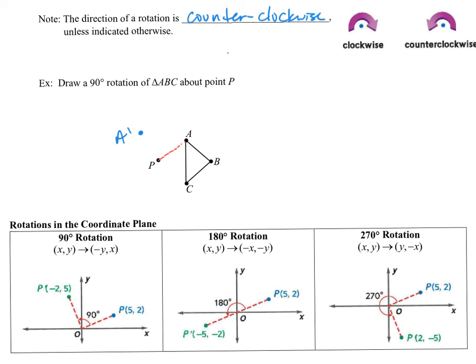Okay, so let me just see if A prime is the same distance from P that A is. I'm going to put a tick mark here and a tick mark here. And the angle formed as we go from A to the center of rotation to A prime should be a right angle. Okay, so it looks like we have rotated A to A prime 90 degrees about point P.